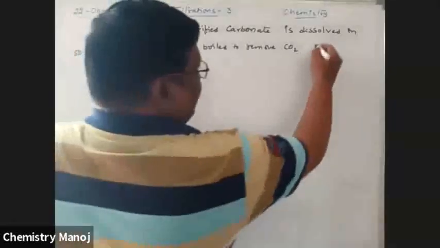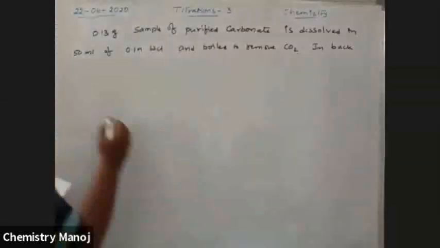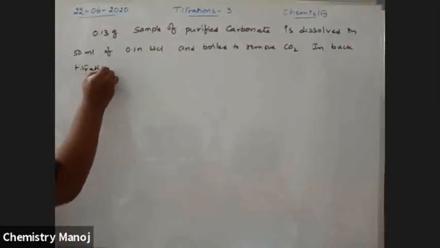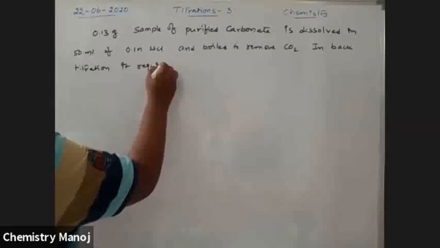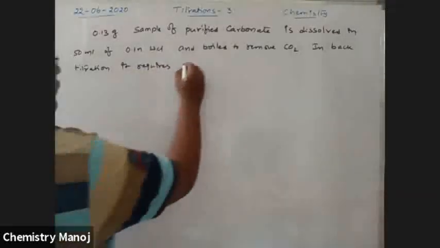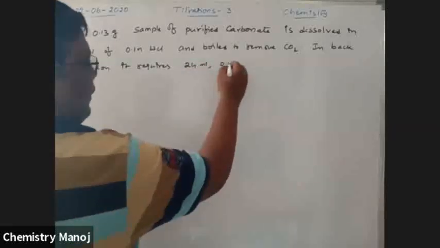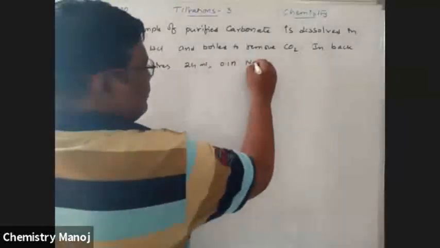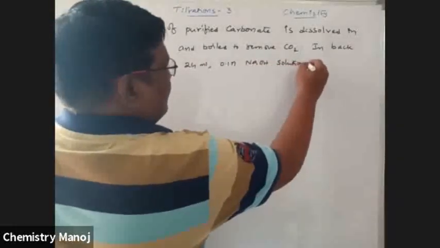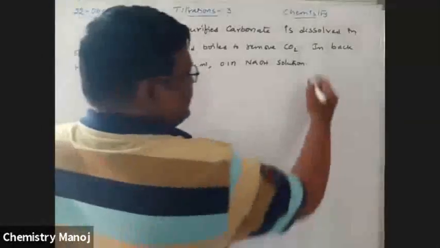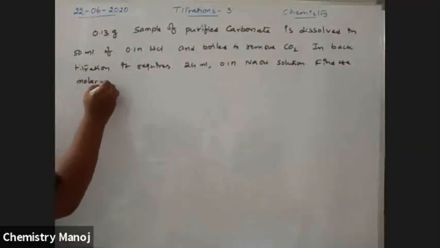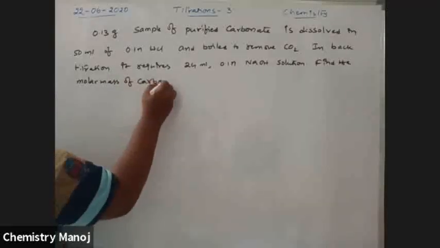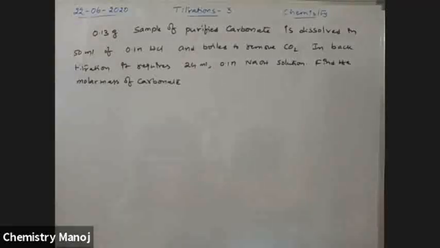In back titration, it requires 24 ml of 0.1 M NaOH solution. Find the molar mass of carbonate.